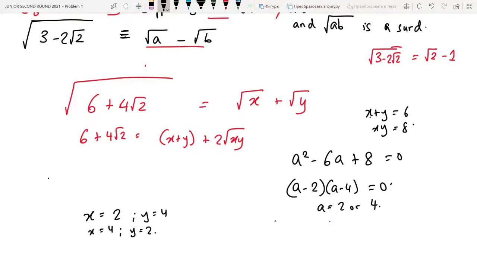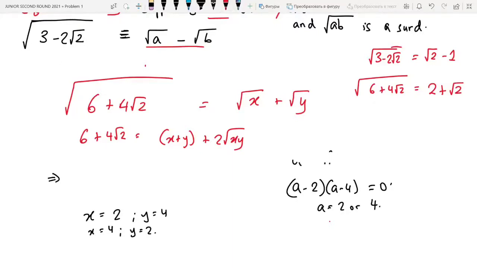So what does that mean? Let's write it here as a new discovery. It means that the square root of 6 plus 4 root 2 is the same thing as the square root of 4, which is 2, plus the square root of 2. It doesn't matter, I can write the square root of 2 plus the square root of 4. It's the same thing, it's addition. So we are safe there. So this is what we have as a square root.